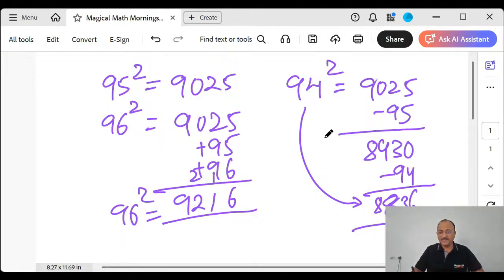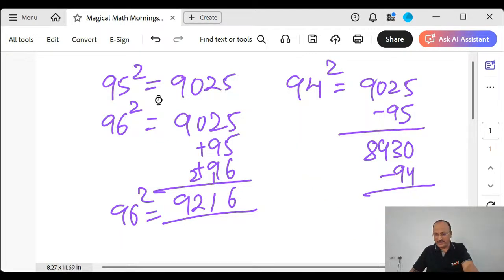These numbers, suppose all the squares of numbers ending with 5, we can tell in just a fraction of a second now. Correct? We already know. So any numbers ending with 6 we can find out. Any numbers ending with 5 also we can find out. Also, numbers ending with 0 we can tell very easily. Correct? Suppose we know 120 square. It is very easy. Let's take 120 square.